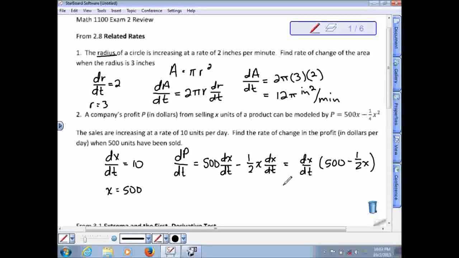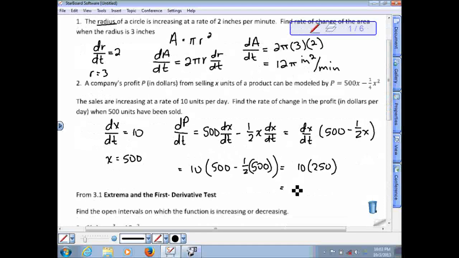Now we substitute the values that we know. We know dx/dt is equal to 10, so this is going to equal 10 times the quantity 500 minus 1/2 of 500. This is equal to 10 times 250, which is equal to $2,500 per day. That's the rate of change of the profit.